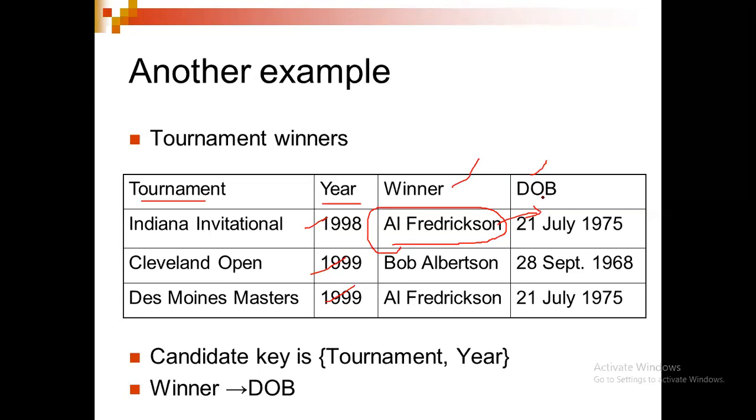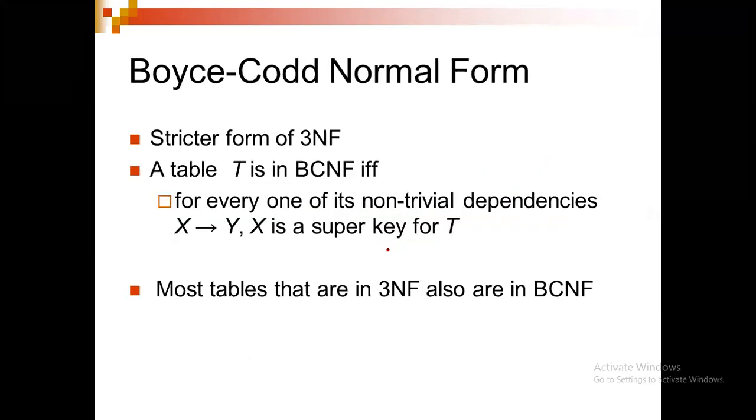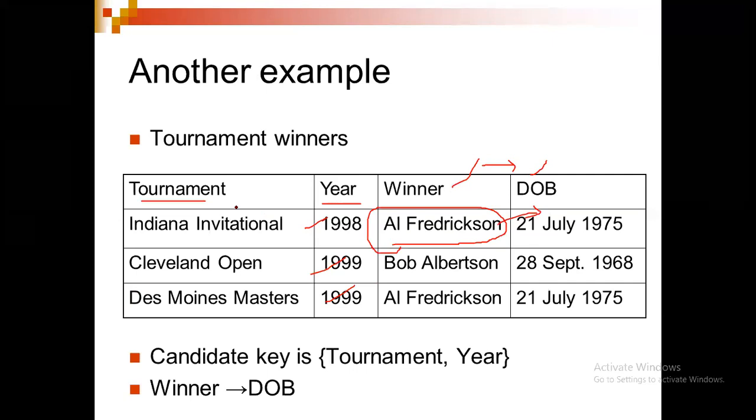So this is the functional dependency concept. When functional dependency comes in, you see that it should be split. So how should this be split? Tournament and year is one table, and winner and DOB should be separate. Based upon that, I will be linking each and every table. So this is how you can go with the third normal form.